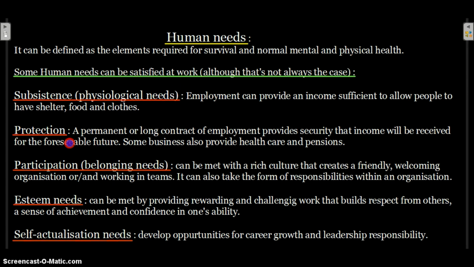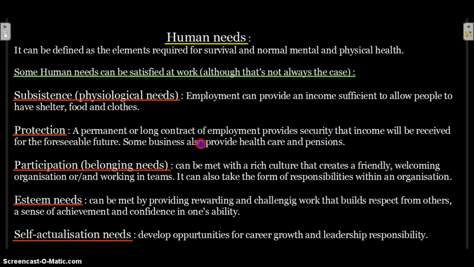Then protection. A permanent or long contract of employment provides security that income will be received for the foreseeable future. Some businesses also provide healthcare and pensions. Now, by the term protection, we do not mean protection against some crime or something. No, protection over here means that the job is being protected. There's no risk that the business might go into some turmoil and you lose your job, you will be made redundant, or you will be dismissed. No, because a permanent or long contract of employment is there most of the time, which provides security that income will be received for the foreseeable future.